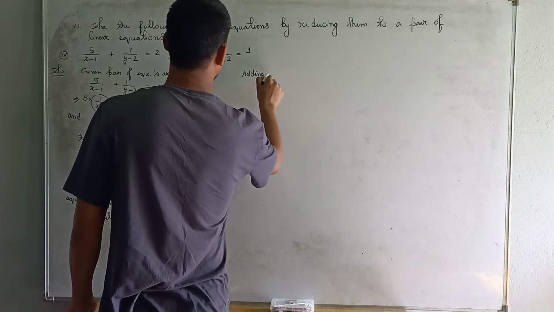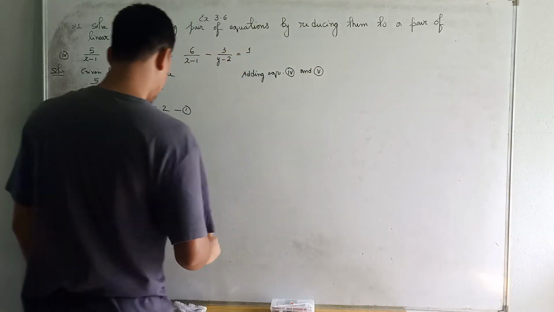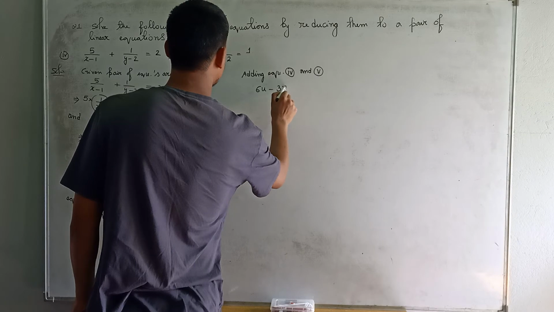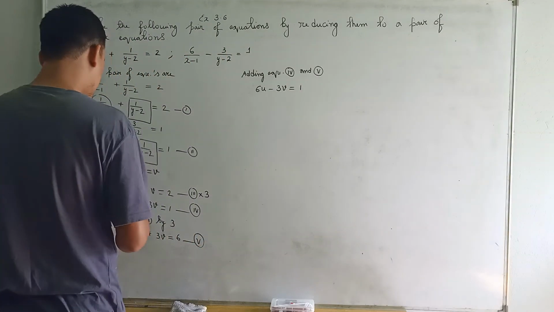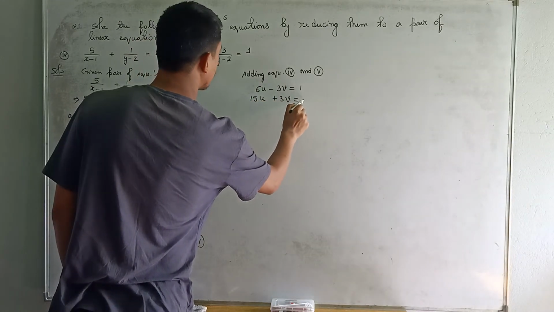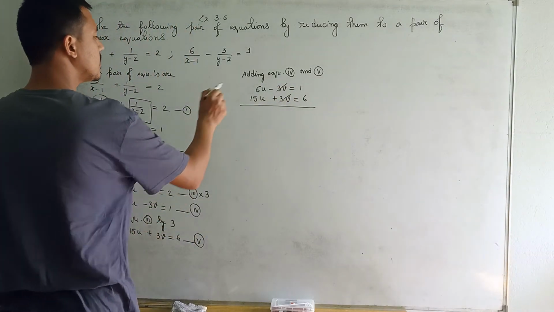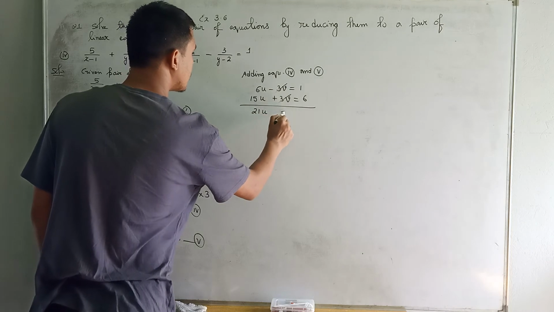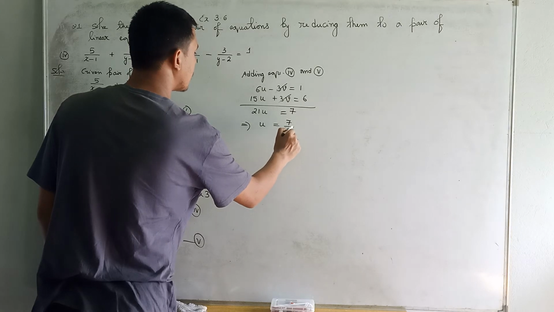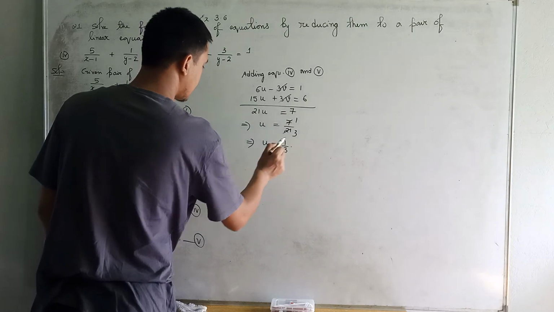Now I'm going to add equation 4 and 5. Equation 4, 6u minus 3v is 1. Equation 5, 15u plus 3v is equal to 6. Adding, minus 3v plus 3v cancels out. 6u plus 15u, 21u is equal to 7. So u will be equal to 7 upon 21. 7 1 times, 7 3 times. So u is 1 by 3.